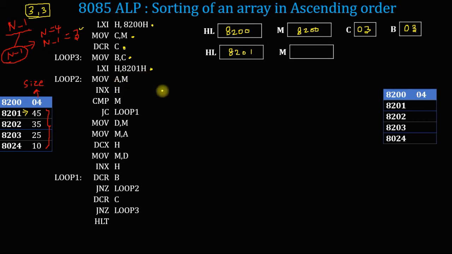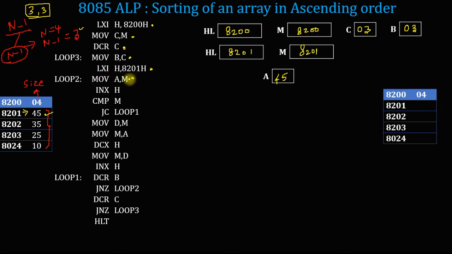So the M is also 8201, right? Memory pointer is nothing but the content of this particular HL register pair. So M is also 8201. Now I am moving the content of 8201 into the A register. The content of 8201 is 45, right? So the first value is now entering into the A register.